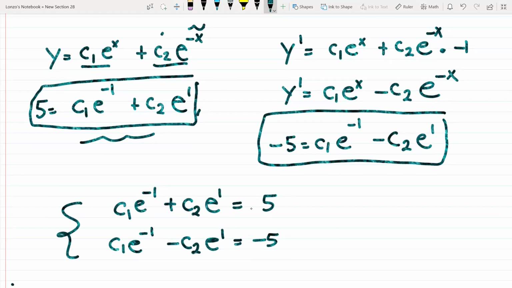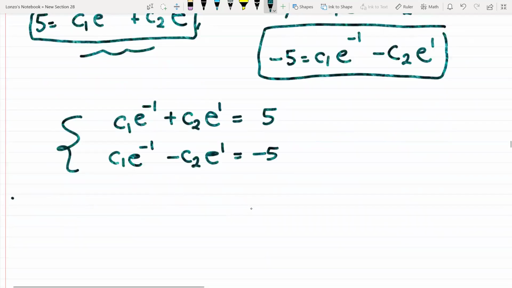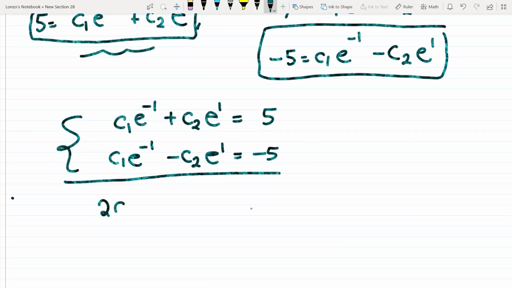I think I just have to add them up vertically, right? I don't have to multiply. If I add them up vertically, something will cancel. Yes, the C2s will cancel, so that's good. So what's C1 e to the -1 plus C1 e to the -1? You can add them up because they both have C1 and e to the -1. That would be 2C1 e to the -1, and then the C2 terms cancel, equals, and what's 5 plus -5? 0.